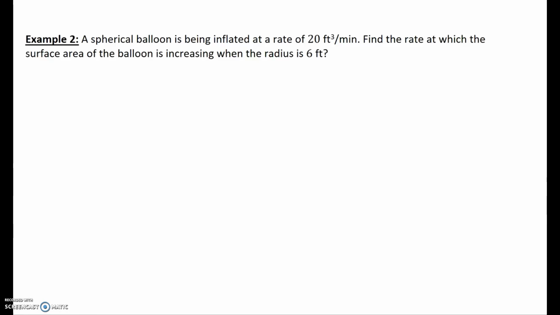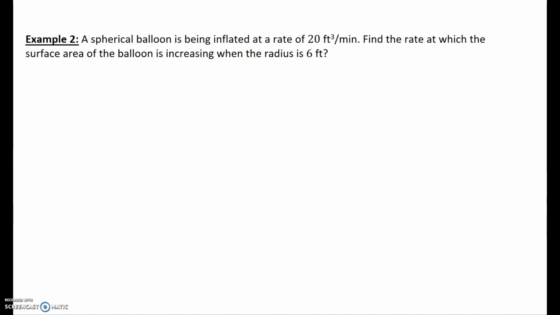This is the second example on related rates, and this time a spherical balloon is being inflated at a rate of 20 cubic feet per minute. Find the rate at which the surface area of the balloon is increasing when the radius is 6 feet. So this one, again, we're going to start the same way by defining the variables.